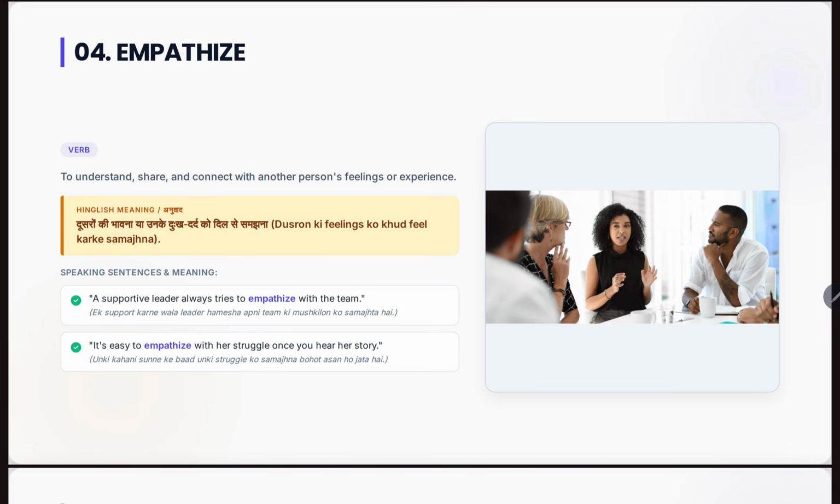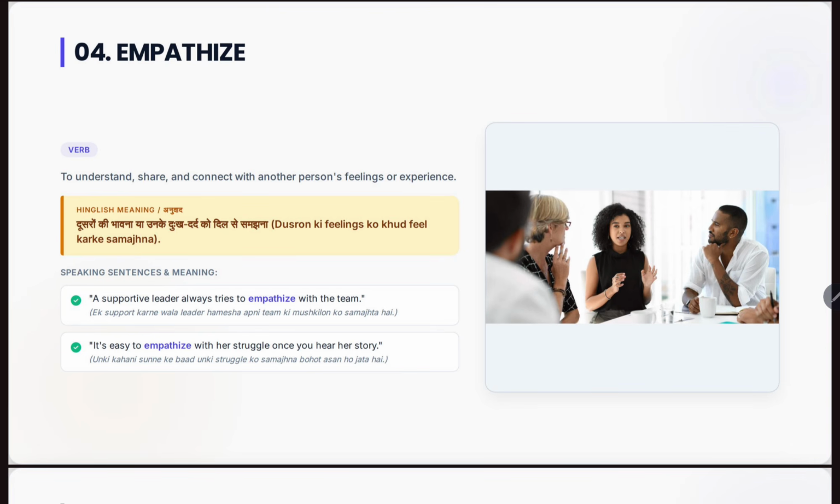Okay, so definitely a supportive leader always tries to empathize with the team, because the leader understands the problems of the team. A leader understands the situation, the condition, in a very effective way, because a good leader, a good human, feels other emotions, other feelings. Okay, other experiences, and connects in a better way.